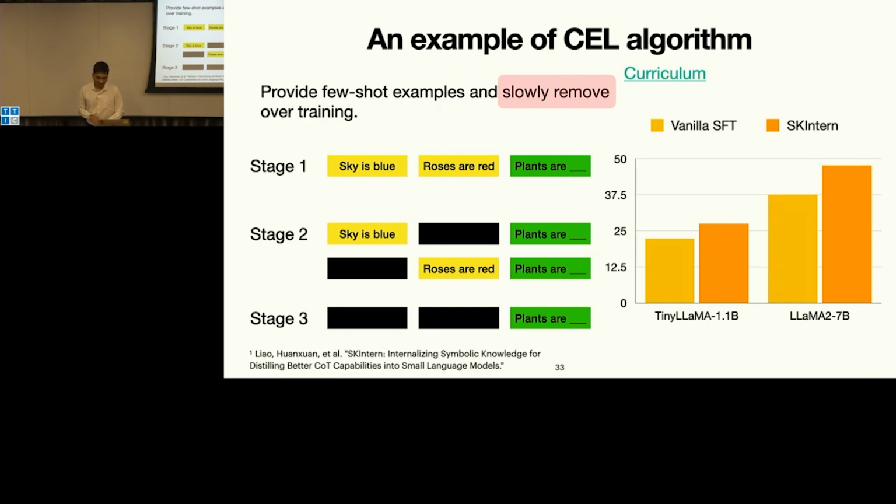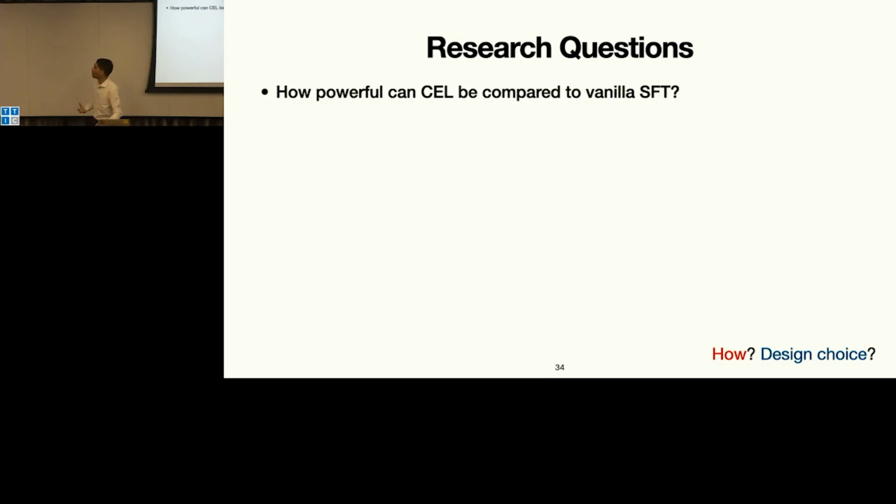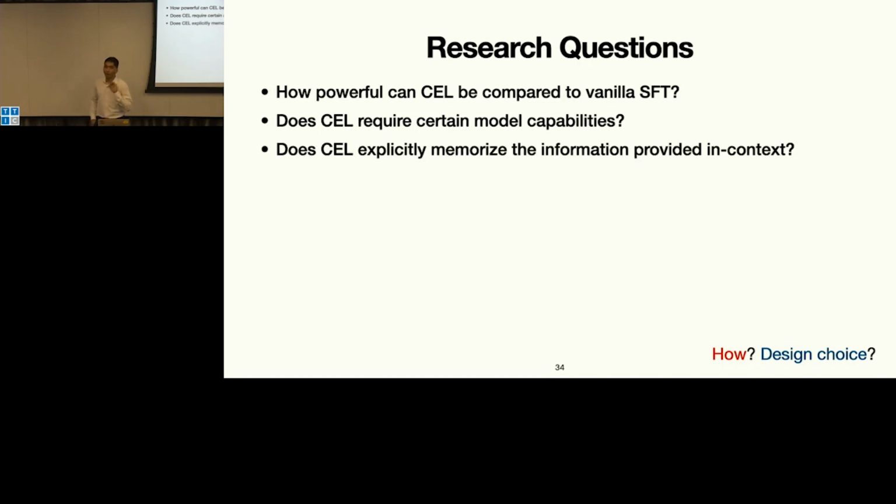So the three kinds of questions that we are going to ask, circling back to the question that we had at the start of the talk, are: how powerful can context-enhanced learning be compared to supervised fine-tuning? For the success of context-enhanced learning, do we require certain model capabilities? And finally, given that I'm not computing loss on this additional information, does the model learn to verbatim memorize the information, or does it learn to utilize this information for the task at hand?